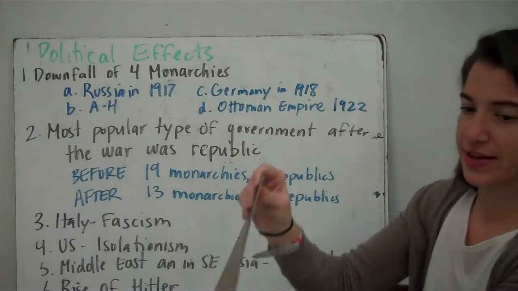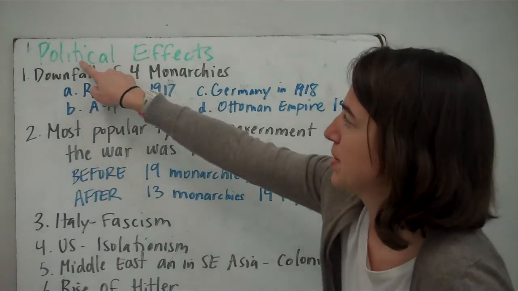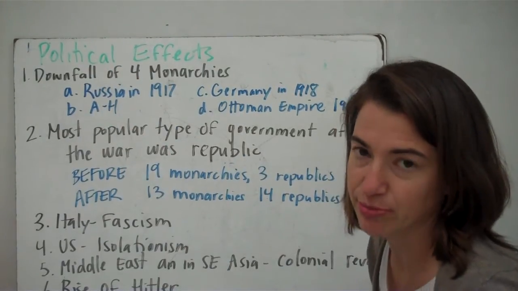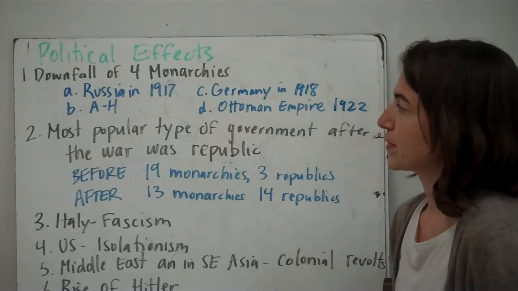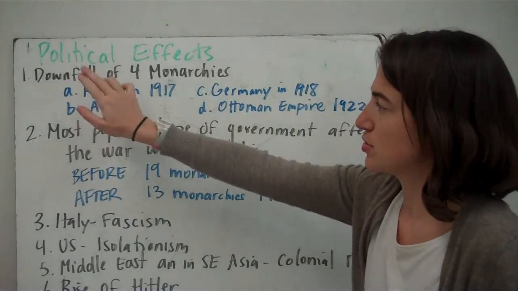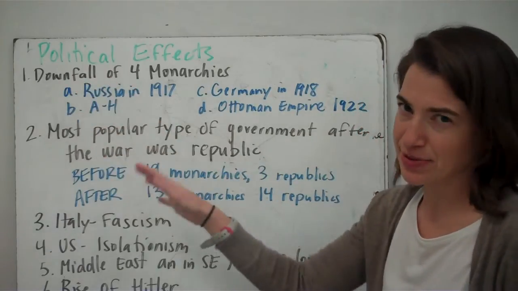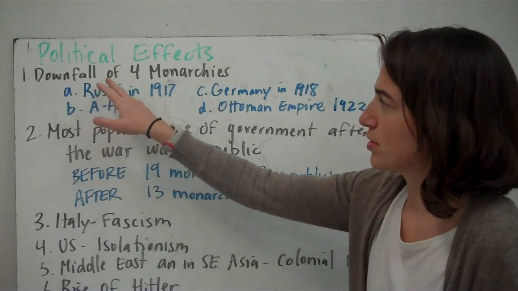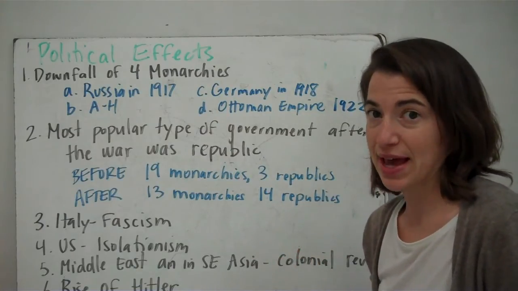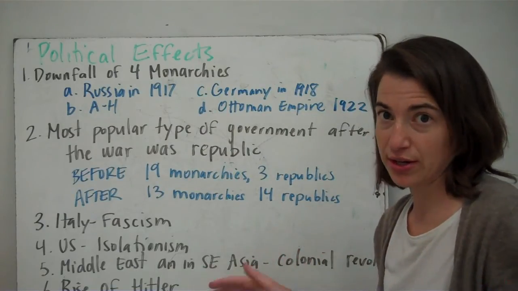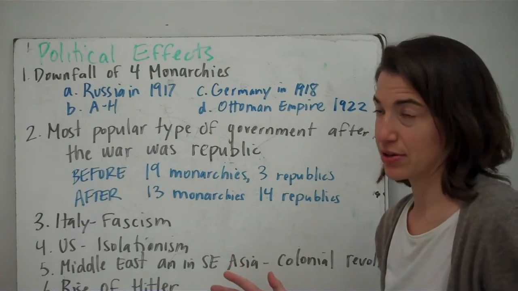So other effects that we have are political effects. So this has to do with the government and how governments around the world changed because of the war. So you'll see the most interesting thing, I think, is that the types of governments start to change. Before, you have like 4 really large monarchies, 4 of them collapse after the war, totally gone, totally new types of government in those areas.